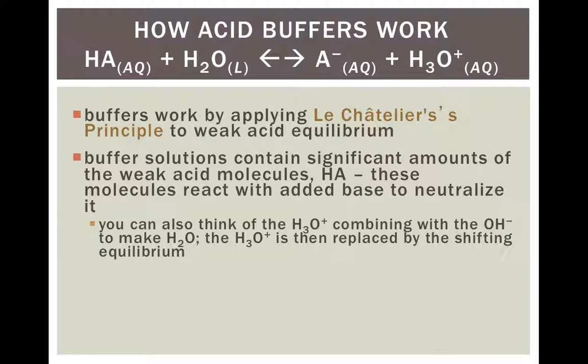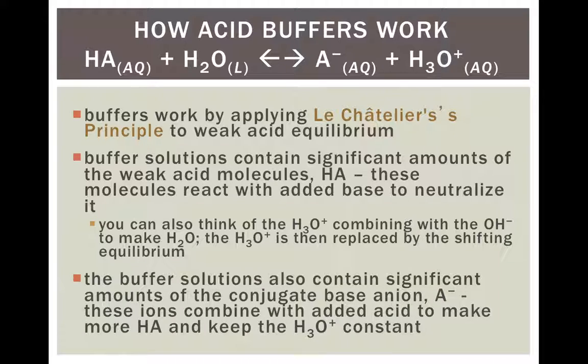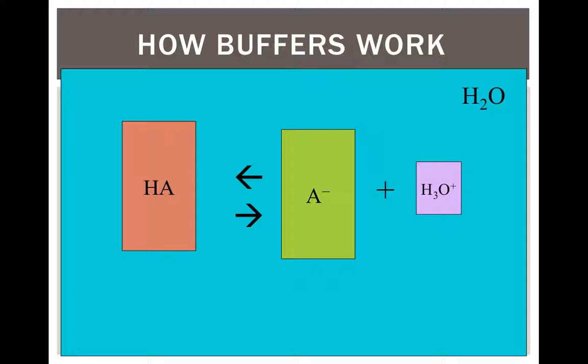When you add an acid, it increases the concentration of the acid, and it causes the whole equation to shift. You can also think of it as the H3O plus combining with the OH minus to make more water. Remember, water is neutral. But buffer solutions also contain a lot of the conjugate anion, and when these combine with the added acid, they make more HA and keep the H plus concentration the same. So the key when we talk about the way buffers work is this right here: the H3O plus is what's affecting the acidic concentration.